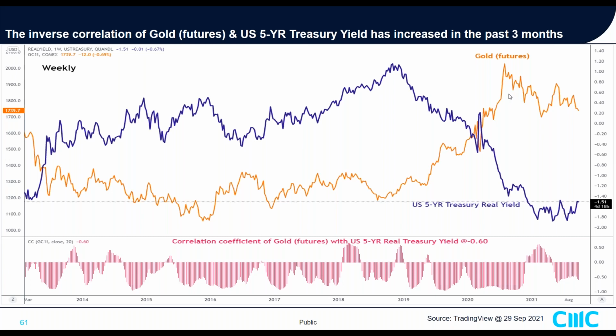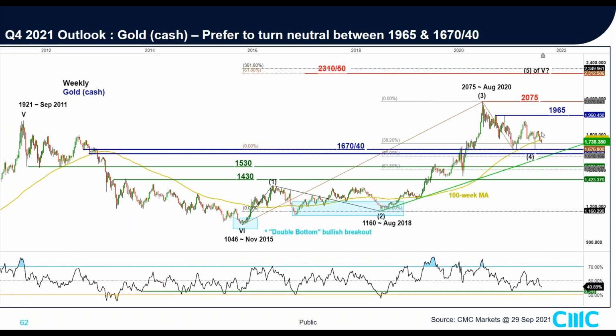So with that, I would rather be more conservative this time around for gold, to be more neutral. What I'm expecting over here is a big range. It may not even hit 1965, like what we have previously. So it will be sideways between 1965 and the key support at 1670/40.